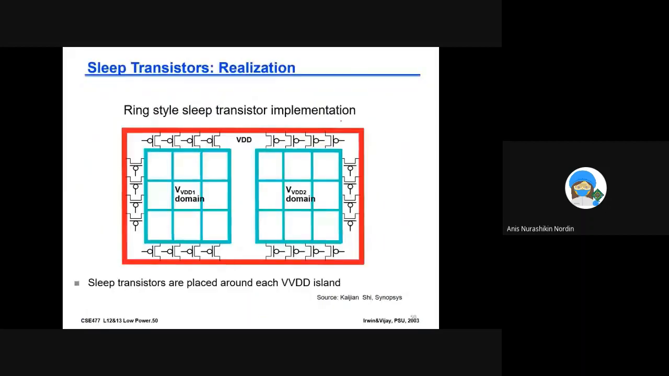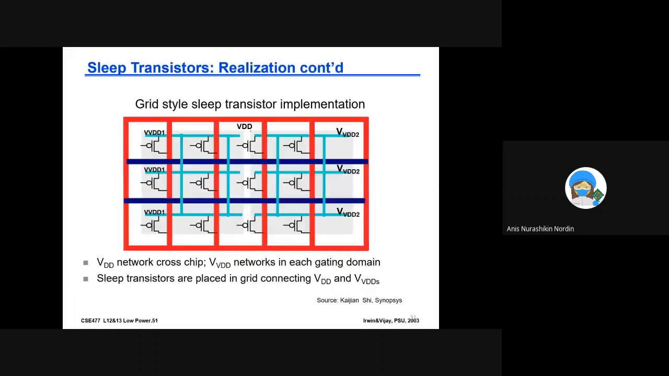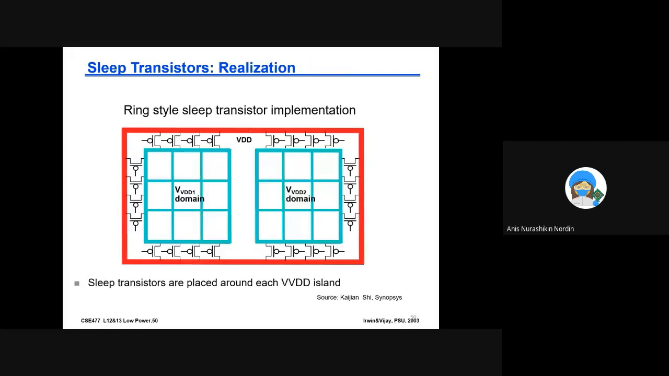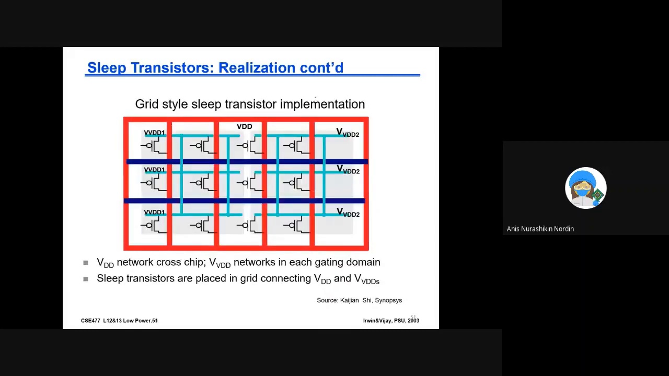Okay, you can arrange them in a ring for your chip, right? So you put the sleep transistors in a ring, or you can put them in a grid, right? Usually the sleep transistors have to be connected to the VDD. You can see here, the VDD is formed as a ring. All your other gates are in the middle here. And this one is like a grid. Your VDD is the grid. The VDD is running like this and like this. Okay, so then you put your sleep transistors connected to the VDD in a grid form.